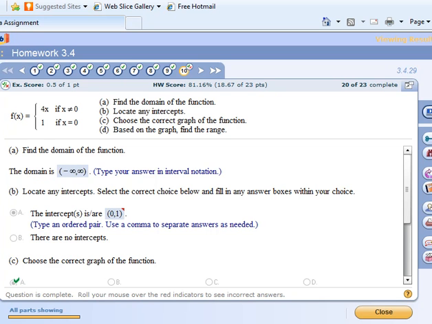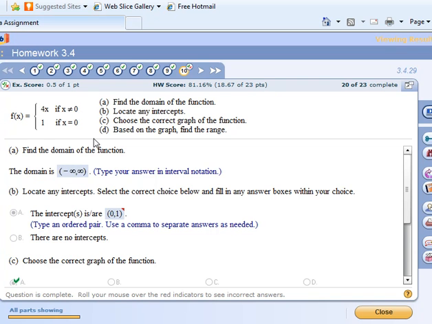There's been a student question about this piecewise function, so I thought that I would go over it. Here we have the piecewise function that says f of x is equal to 4x if x is not equal to 0, and f of x is equal to 1 if x is equal to 0. Remember, these are like our categories, telling us which one of these equations we're going to be using depending on what your x value is.